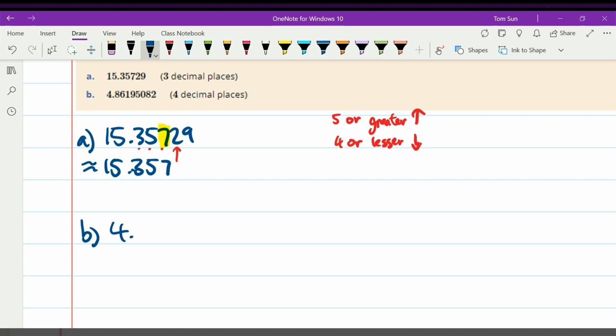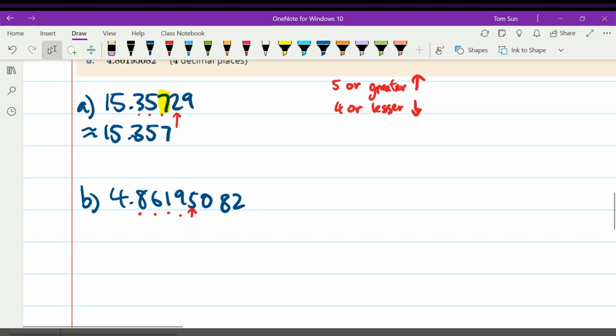4 decimal places for 4.86195082. I count to 4, so we have 1, 2, 3, 4. This number is the one that tells me whether I should round up or down. It's 5 or greater, so this number has to be rounded up with 4 decimal places in mind. So this becomes 4.861. And now here's the tricky part.